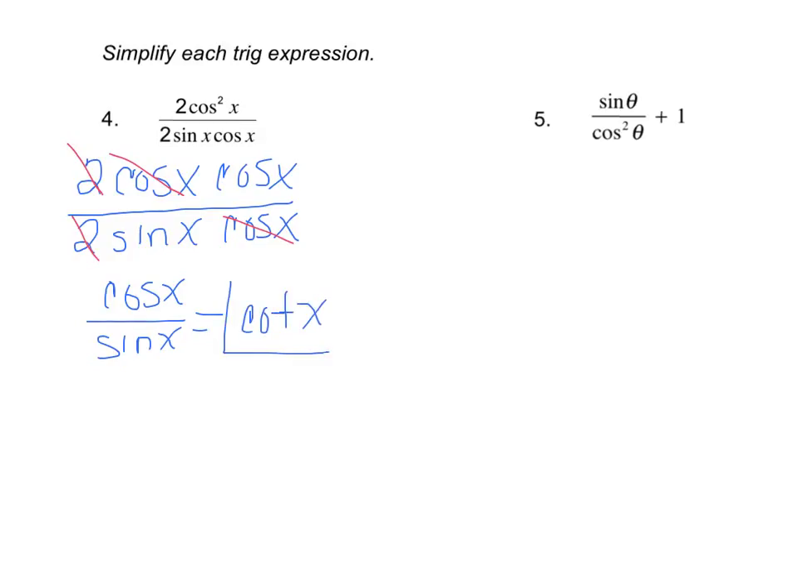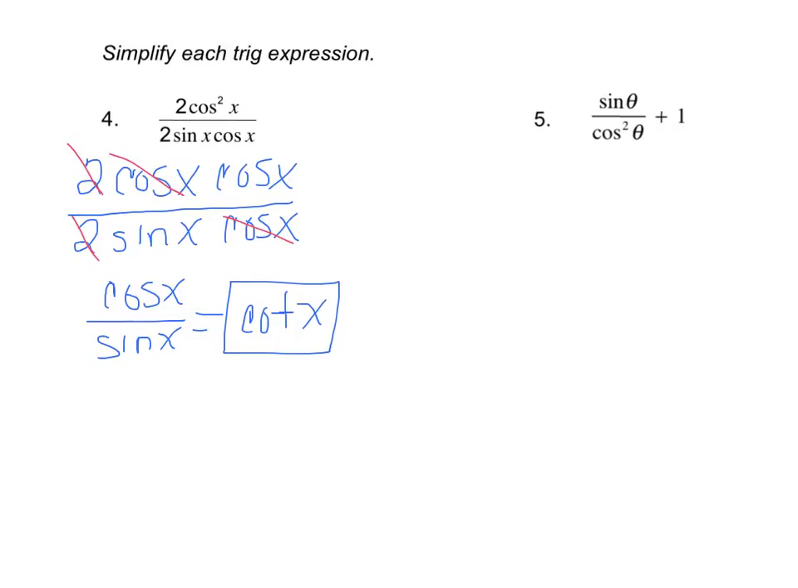That's my final answer. So the object is to actually get everything down to sine and cosine as much as you can so you can cancel, and then simplify it even more if you can rename it. All right, let's take a look at number 5.